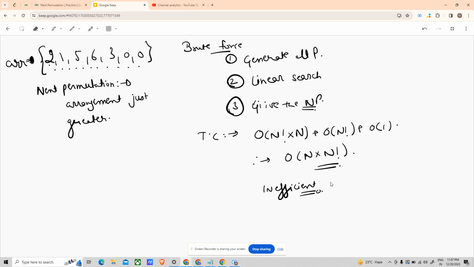I have to use a better approach. What is the better approach? So the array given to us was 2, 1, 5, 6, 0, 0. No, this was not the array. Oh, sorry, I missed one element. The array given to us was 2, 1, 5, 6, 3, 0, 0. This was the array, right?